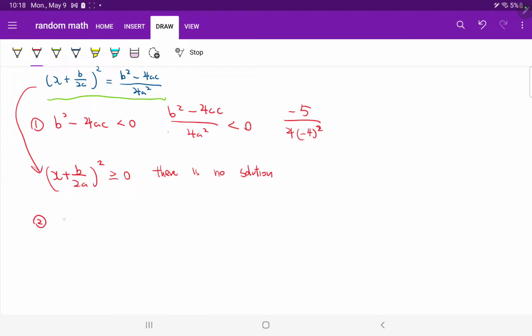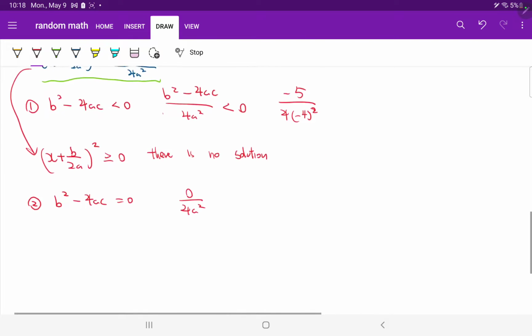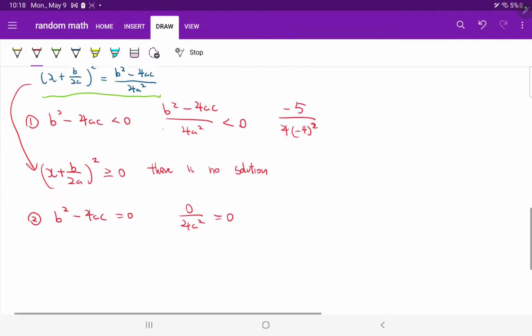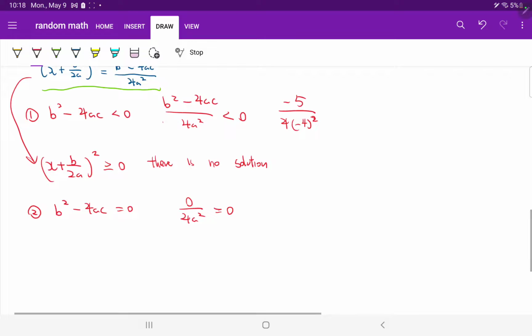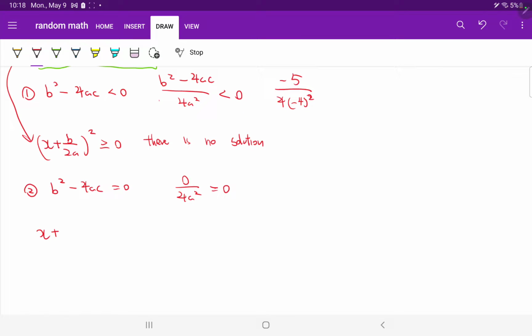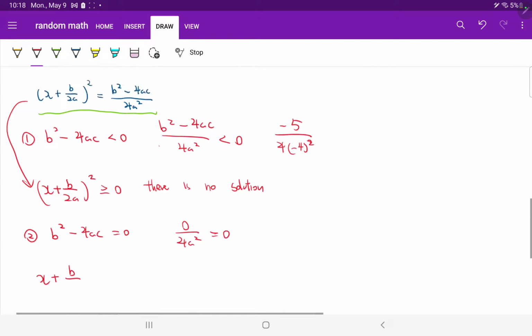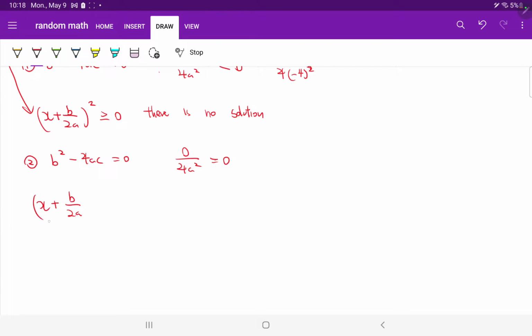And then we have the second case, where b squared minus 4ac is equal to 0, right? So if b squared minus 4ac is equal to 0, then we get 0 over 4a squared, which is equal to 0. And then if we know that x plus b over 2a, squared, is equal to 0, how are we going to solve this?